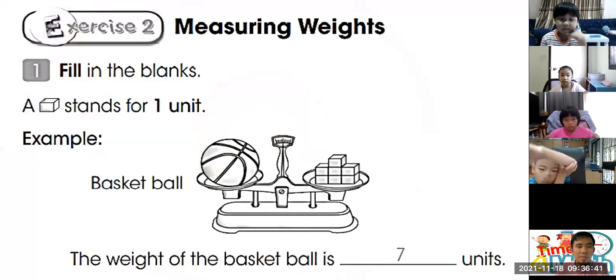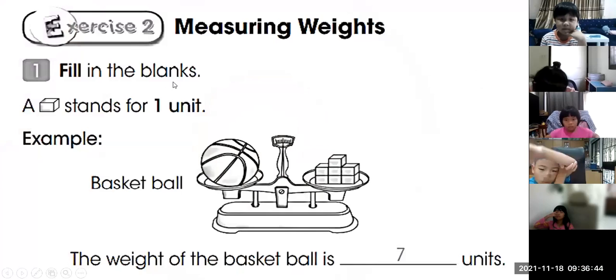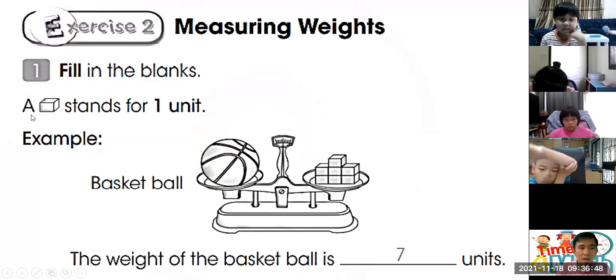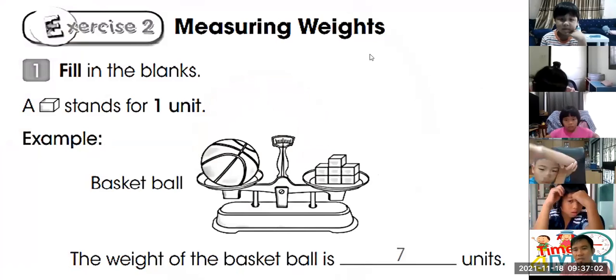Here, let us fill in the blanks. A block stands for 1 unit. Okay? 1 block, 1 unit. Example, the basketball. The weight of the basketball is 7 units, because you will see here 7 blocks. That's why the answer here is 7. So 7 blocks is equal to 7 units.